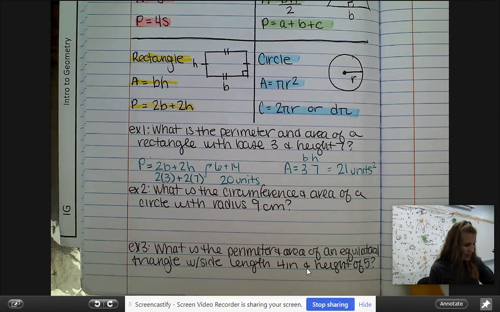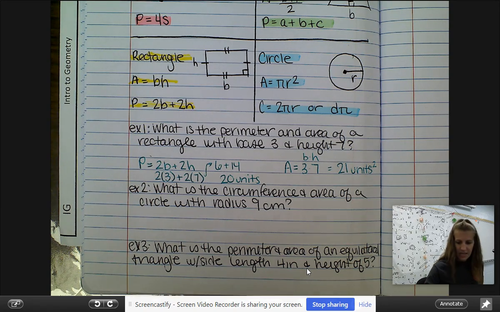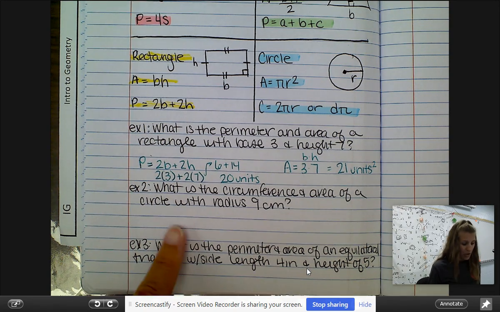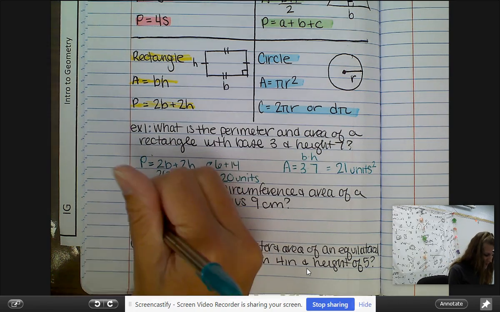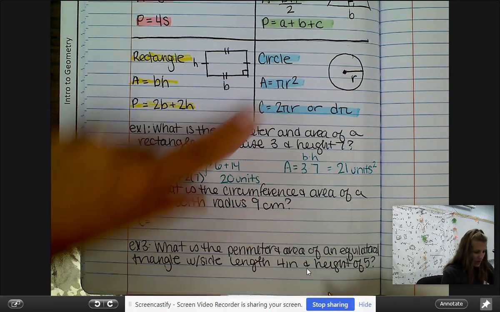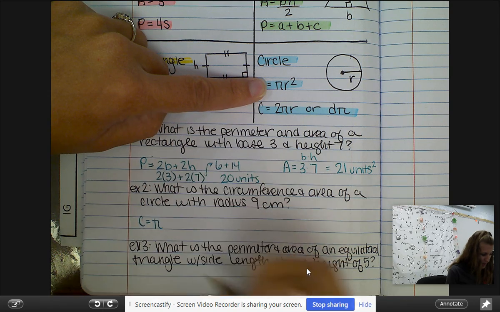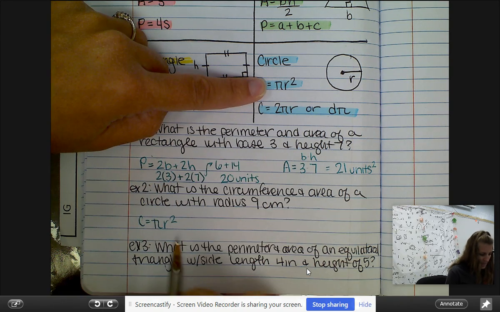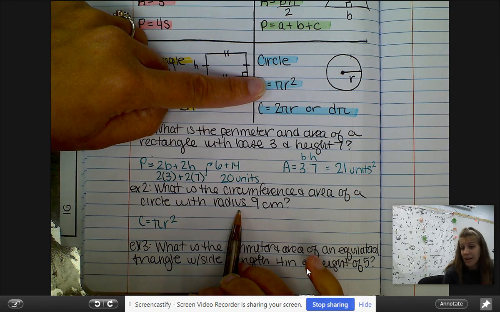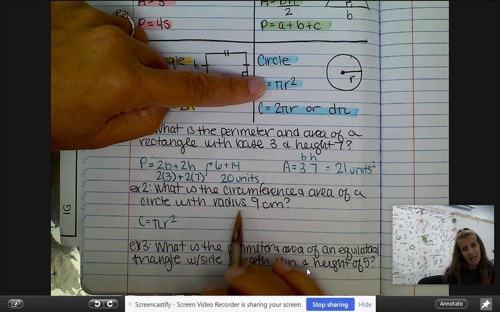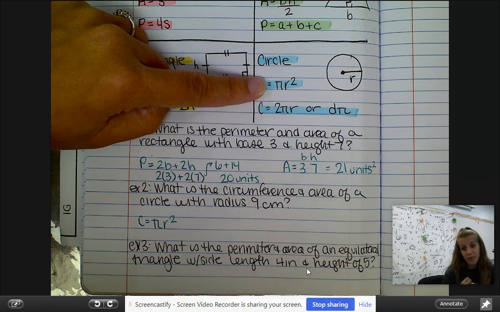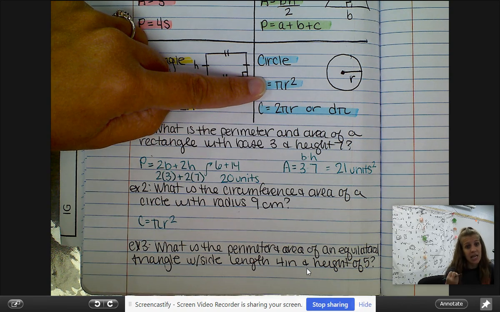Okay, next one, example 2. What is the circumference and area of a circle with a radius of 9? Okay, so if we're going to find circumference of a circle, we got pi r squared. Luckily, they gave me r. Now, if they did not, if they told me the diameter was 10, I'd have to take half first, 5, and then plug it in.